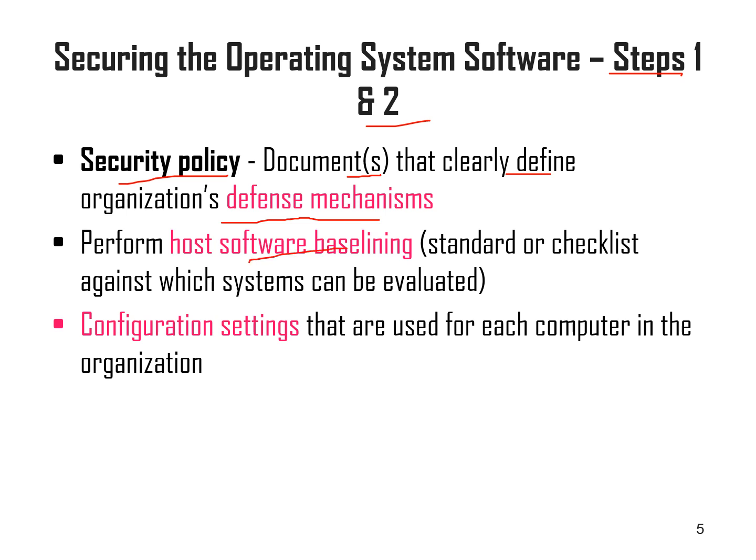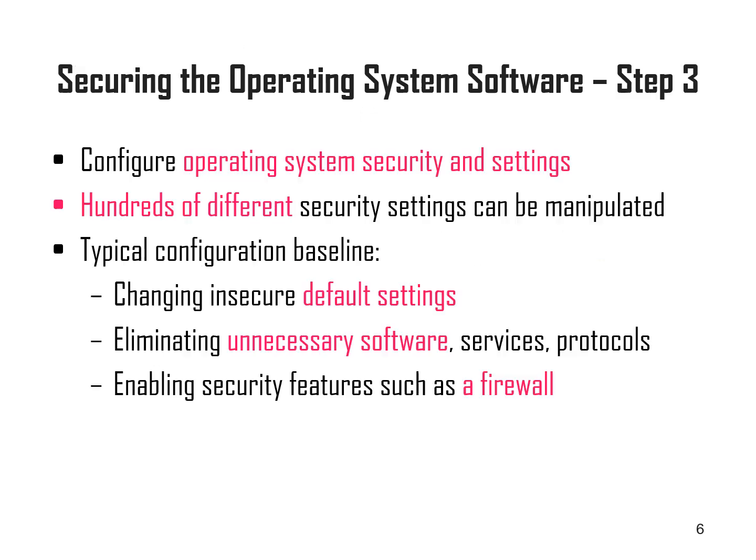The second step we studied in the previous slide is the host software baseline. As I said, it is a standard or checklist against which systems can be evaluated. Every system has its own checklist, so based upon that checklist, that particular system can be evaluated, along with the configuration settings used for each computer in the organization. These are the first two steps: security policies and software baselining.